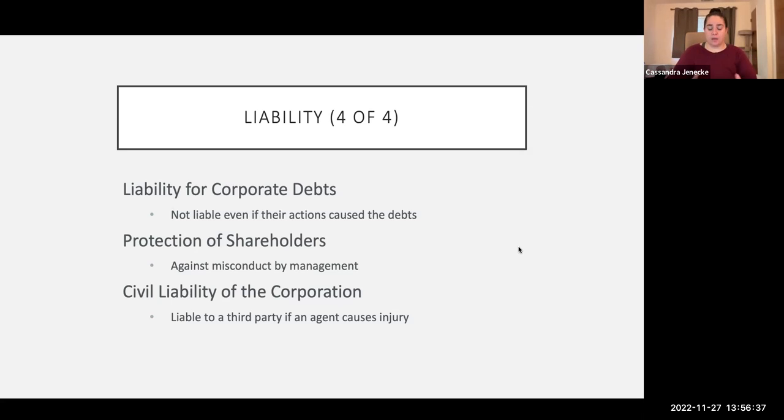Shareholders are protected against misconduct by management. And so even where someone successfully sues the corporation, that does not mean that they then get to personally recoup money from the shareholders, right, as owners. We'll talk next time about piercing the corporate veil and ways that people who are suing a corporation can get at the shareholders personally. But the general rule is that shareholders are protected from personal liability for misconduct by management. And of course, the corporation can sustain civil liability if an agent causes injury to a third party. Indemnification, though, that employee or agent probably not on the hook.